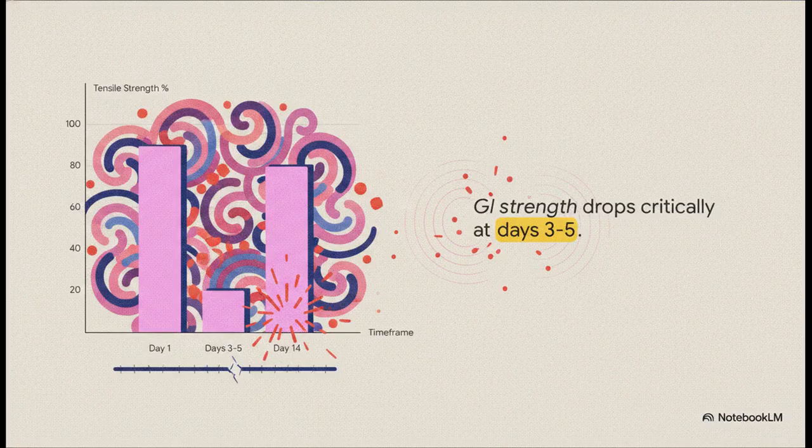It's B. When you look at GI anastomotic strength, day 1 starts strong because of the sutures holding things together. But between days 3 and 5, there is intense early collagenase activity breaking things down. This causes a critical drop in tensile strength, making that specific window the absolute highest risk period for a dangerous leak. Thankfully, by day 14, we see solid strength recovery.